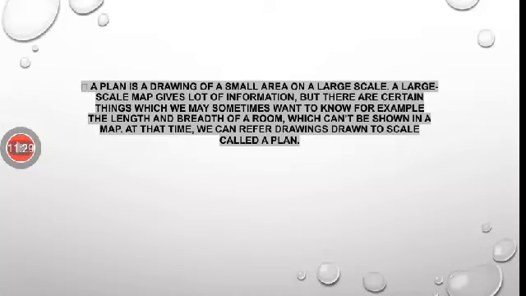Next is plan. A plan is a drawing of a small area on a large scale. A large scale map gives a lot of information, but there are certain things which we may sometimes want to know, for example, the length and the breadth of a room, which can't be shown in the map. At that time, we can refer to drawings drawn to scale, called plans.